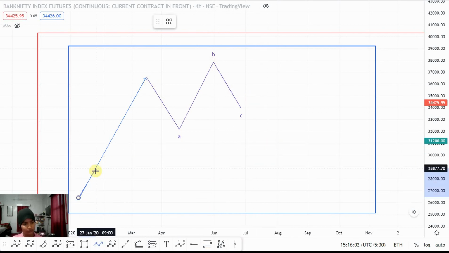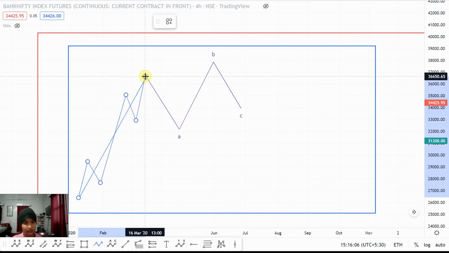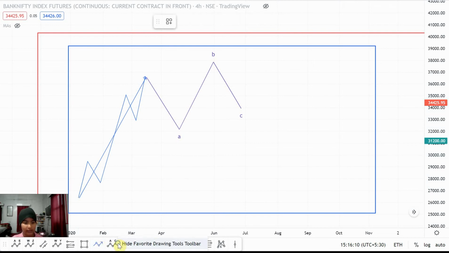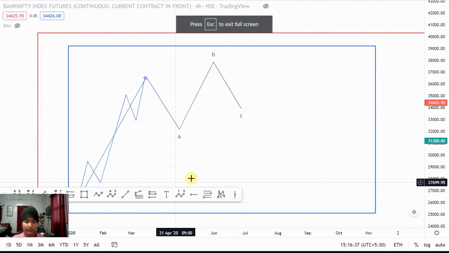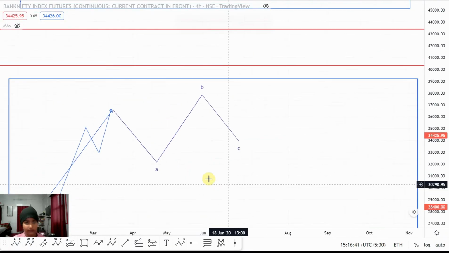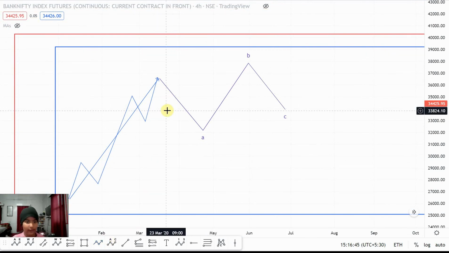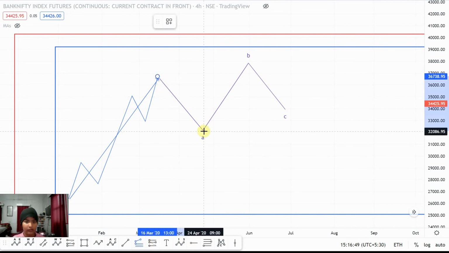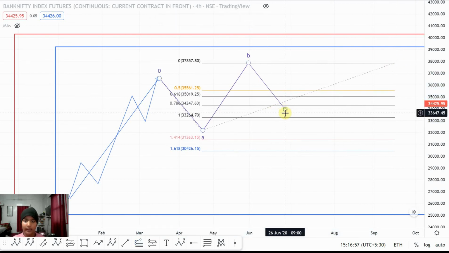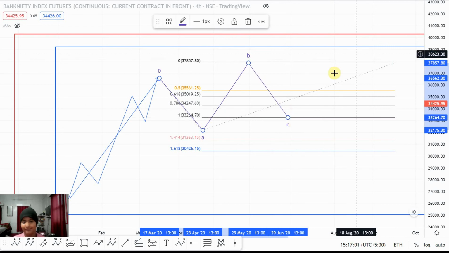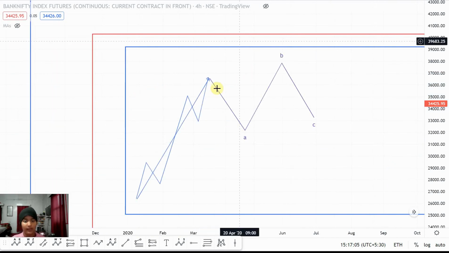So let's put this right here, this and this, right on the B, and our C wave can come here. We'll put that there. So this is a running flat.